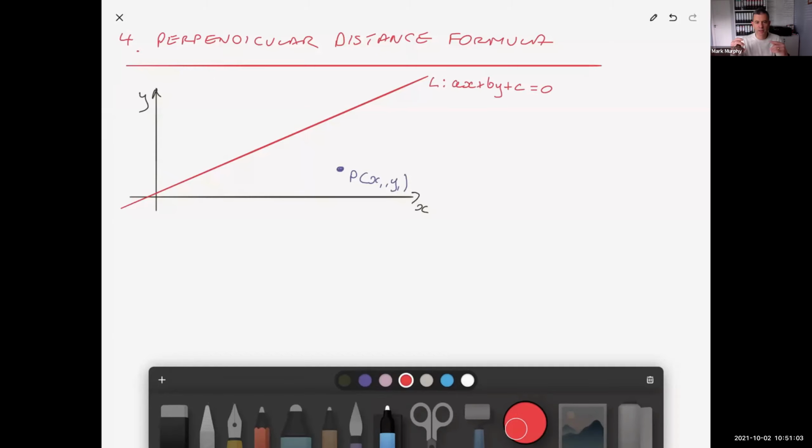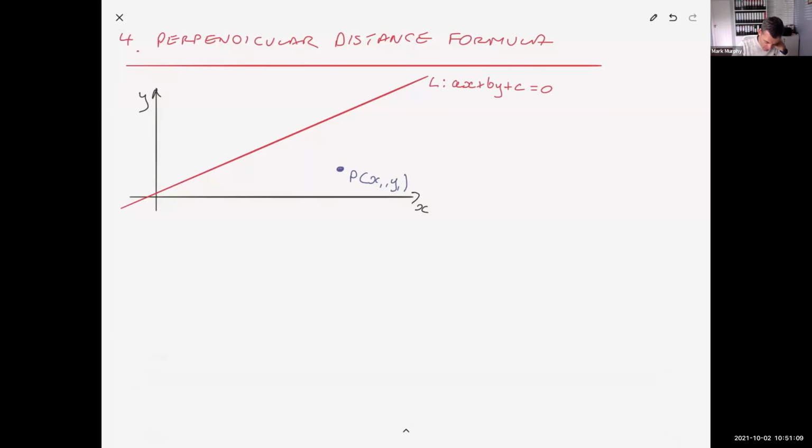So what we're asked is to find the perpendicular distance between P and the line. So let's draw a line that's perpendicular. And we call this distance W, call it whatever you want, really. So W, that's what we're looking for. Now, the formula states the following. W is equal to A times x1 plus B times y1 plus C, all over the square root of A squared plus B squared. Put a box around that.